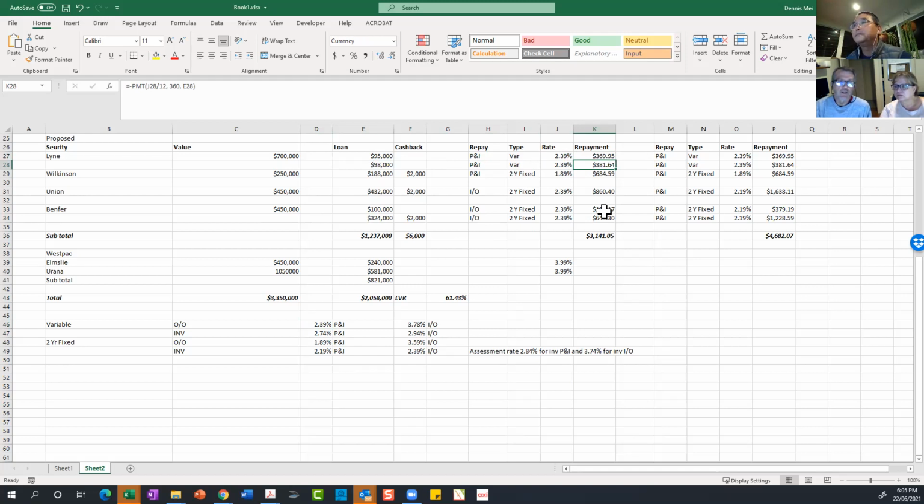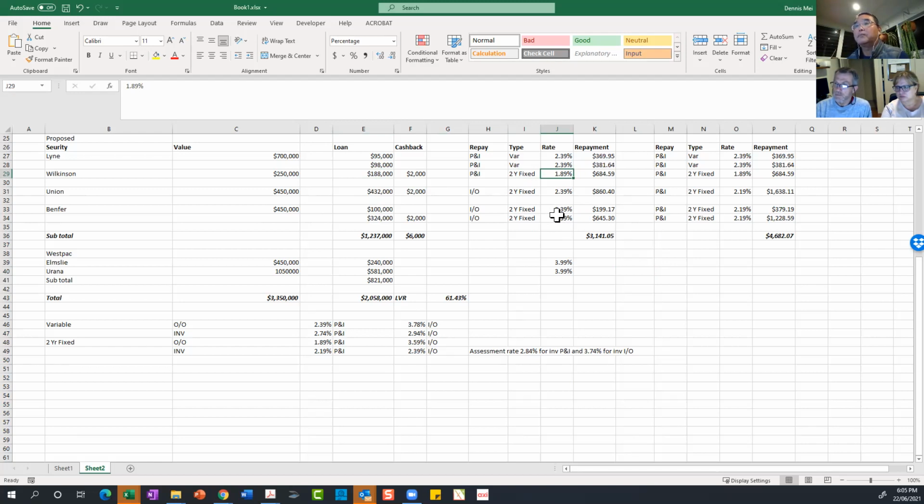Yeah, there's no need to, because we won't be paying it out in that time. We'll be paying it out when we either pay it out or sell it. Okay, good. Now for $188,000, potentially we can consider using 1.89%. It is a 2-year fix, 1.89%. We can also do that.